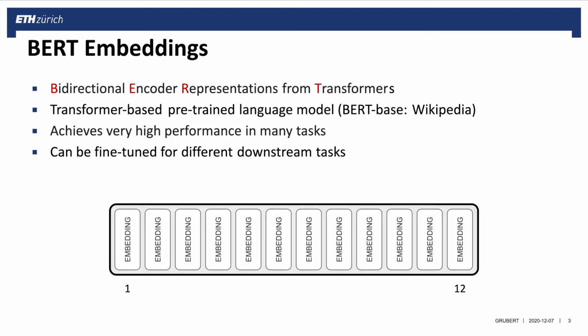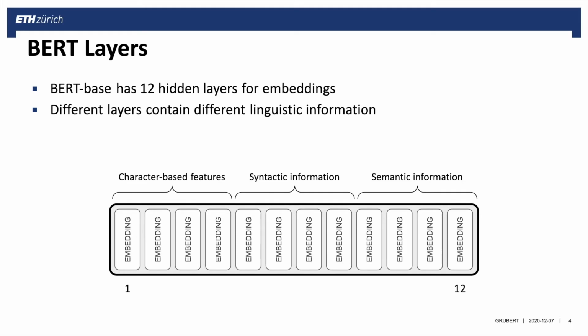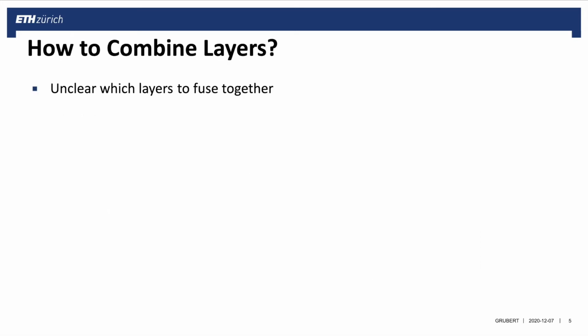The BERT-base model essentially looks like this, with 12 hidden layers for embeddings. And different layers have been shown to contain different linguistic information. For example, the initial layers often contain more character-based features, while the middle layers contain syntactic information, and the final layers contain a lot of semantic information. The question then arises, which layers should you use for a given downstream task in order to achieve a high accuracy? And it's unclear which layers to use for this, or which layers to fuse together, if any.